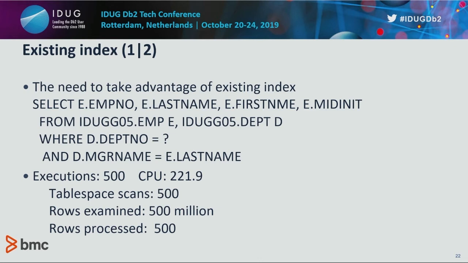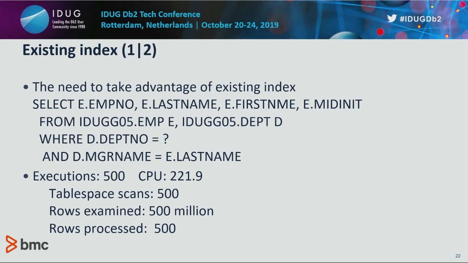So what you see in the statistics, I ran it 500 times, and it used between 3 and 4 minutes of CPU for those 500 executions. Each time I ran it, it did a table space scan, and the rows examined, that first level of row access, was 500 million because of the million rows in the table. And only 500 rows came out of the stage 1 processing, and that was actually the result set.